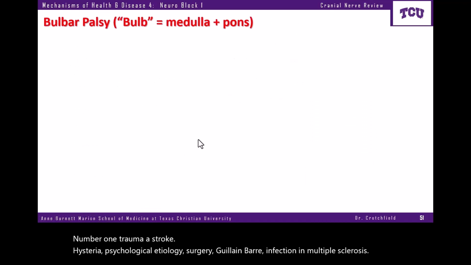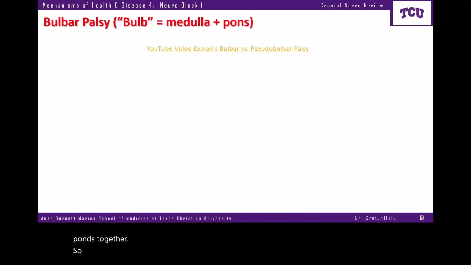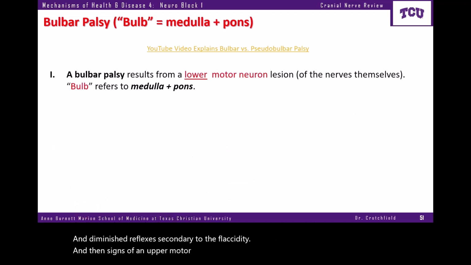So let's talk about a bulbar palsy. What is the bulb? Well, the bulb refers to the medulla and the pons together. So don't forget the clinical signs of a lower motor neuron lesion, which include flaccidity, fasciculations, atrophy of muscles, paralysis, and diminished reflexes secondary to the flaccidity. And then signs of upper motor neuron damage: increased reflexes, hyperreflexia, and spasticity of the muscles.